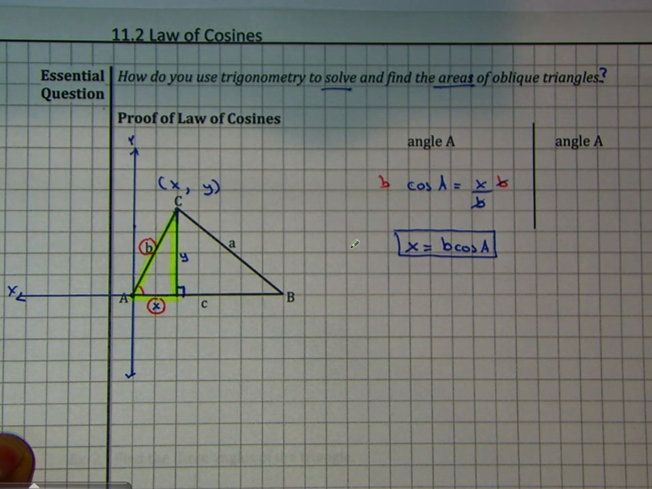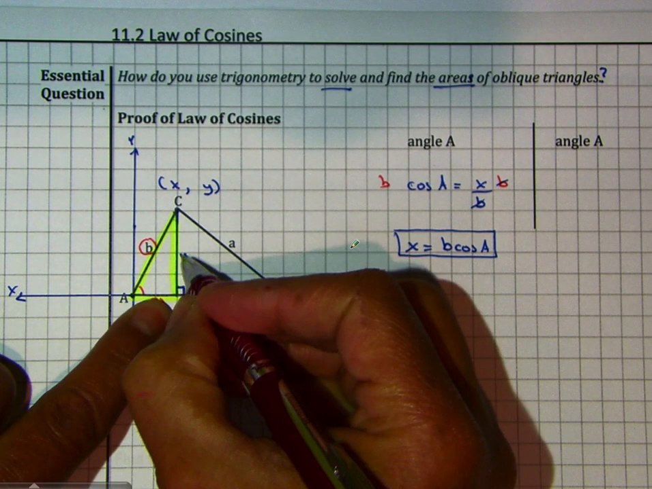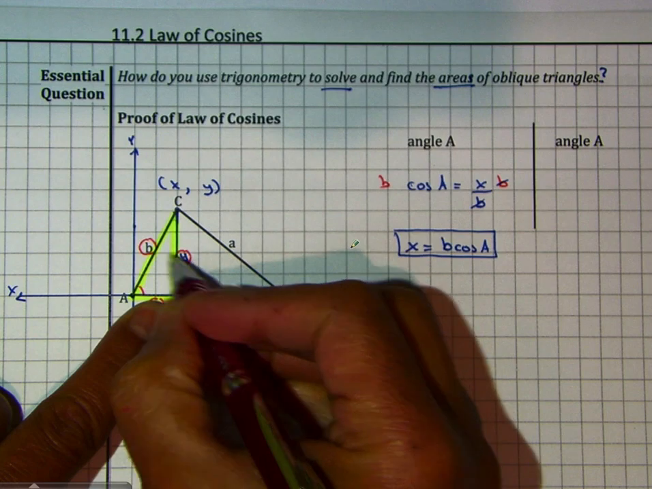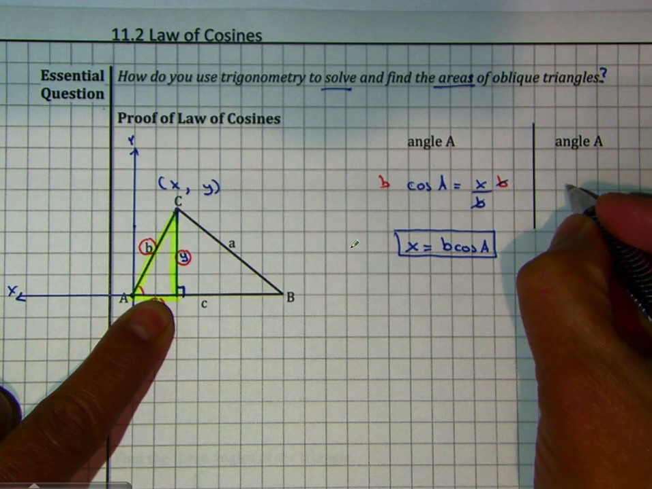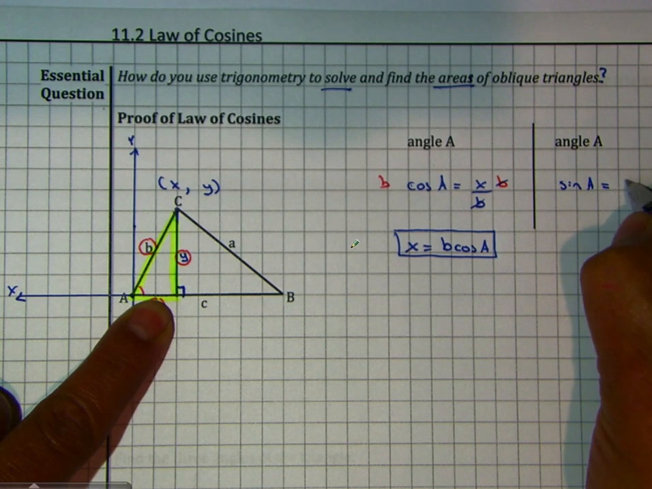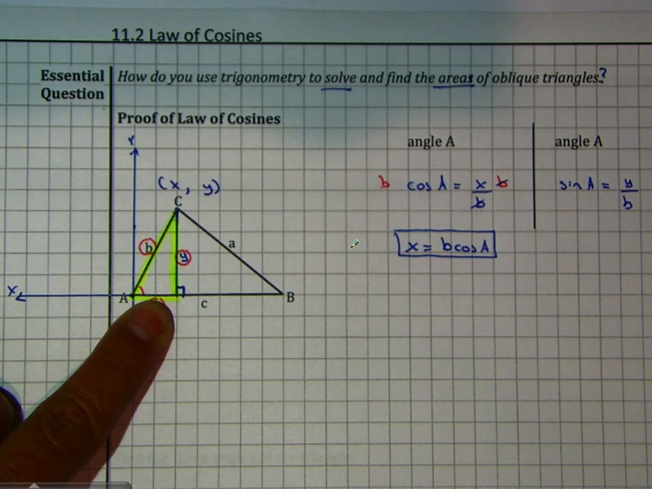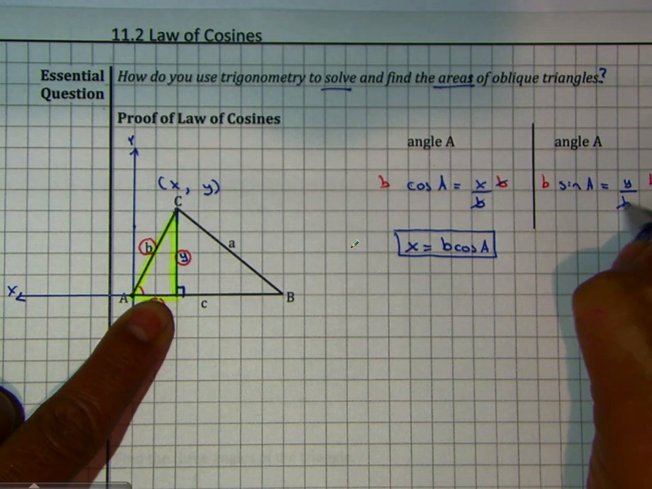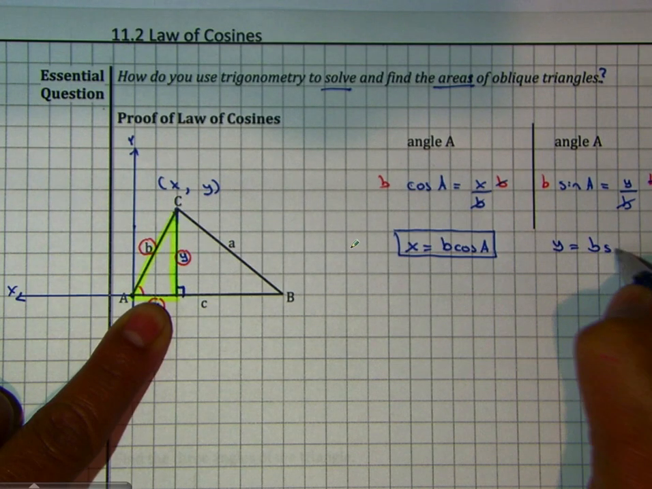And we're going to do the same thing, but now we are going to continue using angle A with y and b. So that'll be opposite over hypotenuse, so therefore it will be sine. So the sine of A is equal to the opposite, which is y over b. We are going to leave the y by itself, so we're going to multiply both sides by b. And that will give us y equals b sine of A.